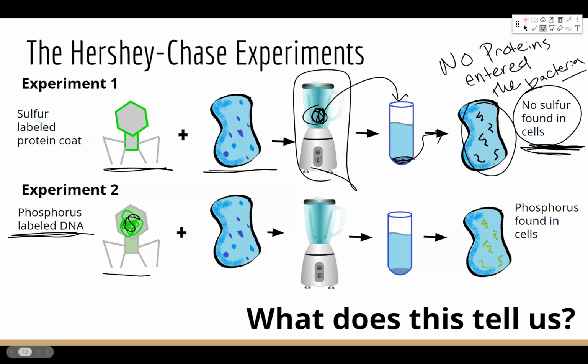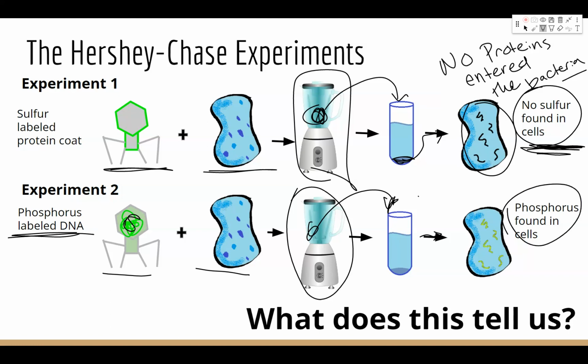They put the viruses and the bacteria in the blender. Cleaned blender. Cleaned it all out. Spun it down. Made sure everything was all separate. Put whatever was in the blender into a test tube. Got just the cells back. And when they looked at those cells, they found the phosphorus. Now, these cells have that radioactive phosphorus inside of them.